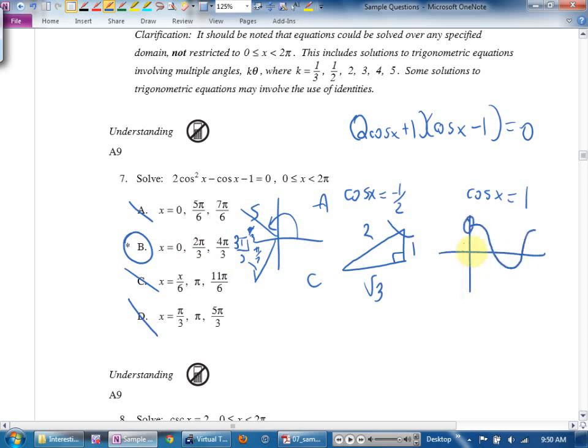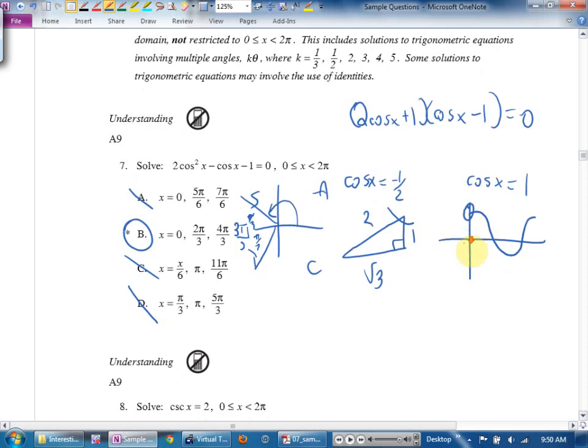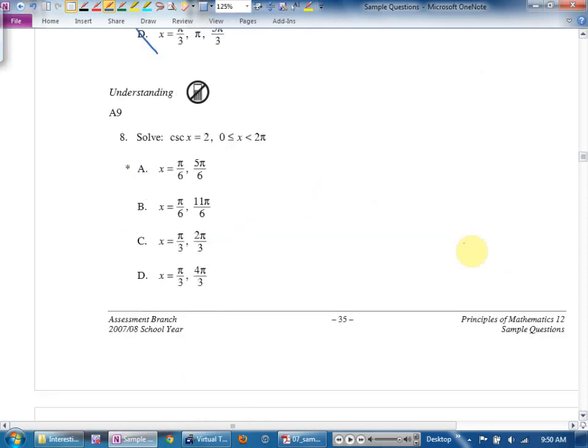Okay. Again, solving first degree equations. How do I solve a reciprocal trig function? I don't solve cosecant equals 2. I solve, what does cosecant go with? I solve sine x equals 1/2. Hey, that works.